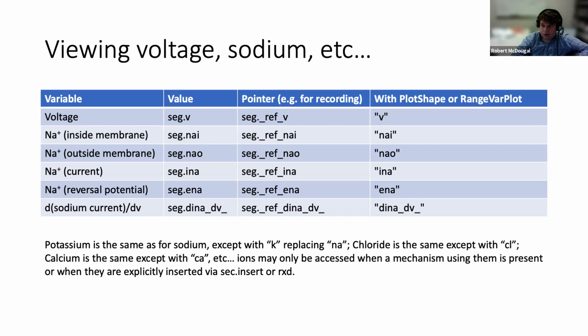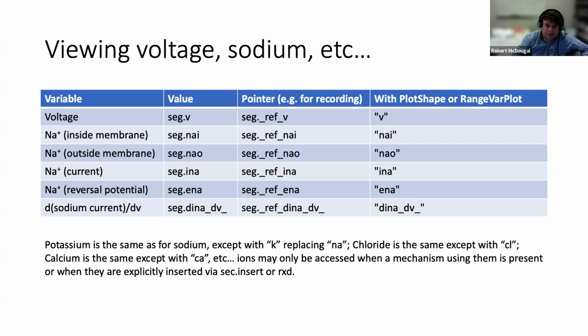Remember that Neuron is only going to define values for these things. It's only going to keep track of these things if you have a mechanism, like a mod file, that uses the ion. Otherwise, it doesn't make sense to keep track of chloride concentration if you don't use that ion in any of your calculations.